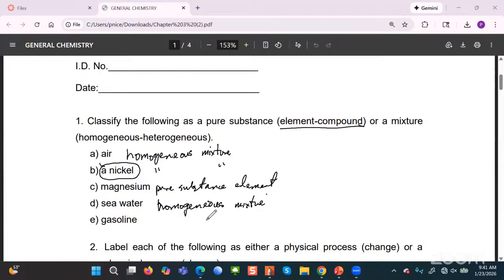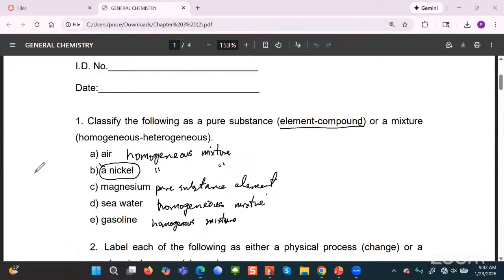It's a mixture. And what kind of mixture is it? Homogeneous, exactly. Gasoline is actually a mixture of a group of compounds known as hydrocarbons, right? Hydrocarbons are basically organic compounds which contain carbon and hydrogen only. And you have different blends, so to speak, for gasoline, for diesel, and other uses. So that's a homogeneous mixture, gasoline. All right, so much for number 1.